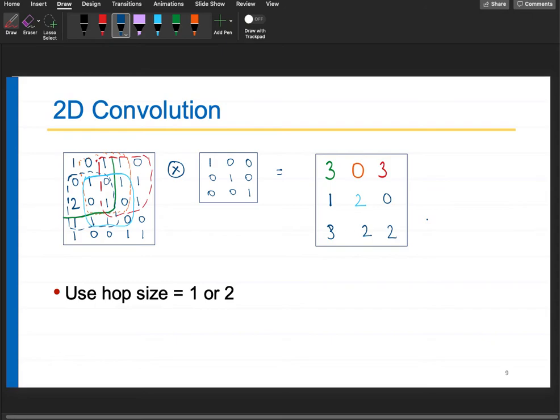So this is with hop size 1. Now if I use a hop size of 2, what do I get? What is the output size? 2 cross 2, very good. Then what is the output? 3, 3, 3, 2. Basically you take the first window, then do not take the second window, take the third window, and that is how you get it. Is it clear? This is called convolution. You have already done it, I think, in an assignment.